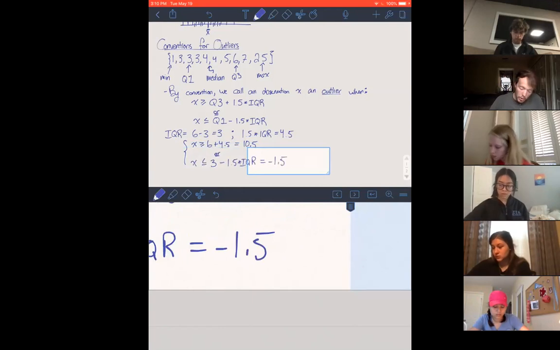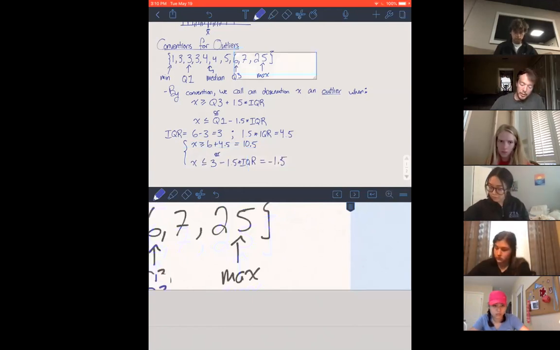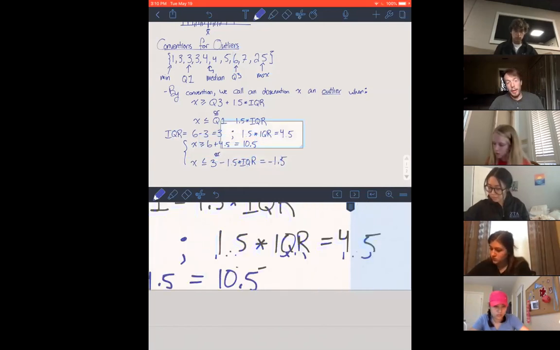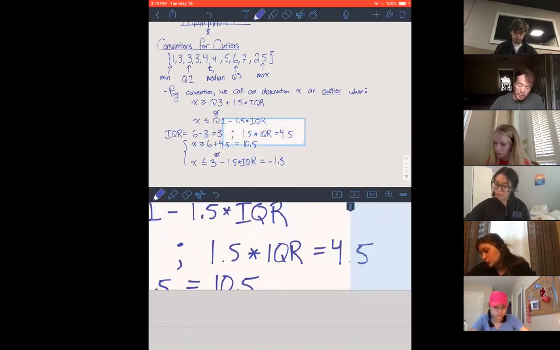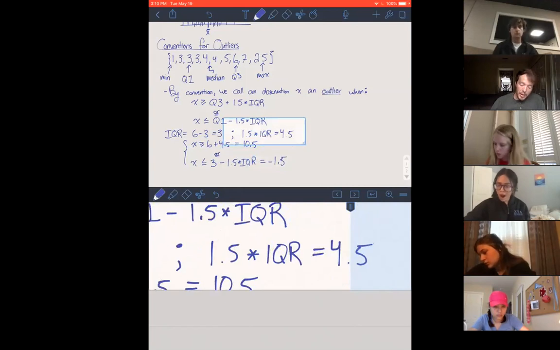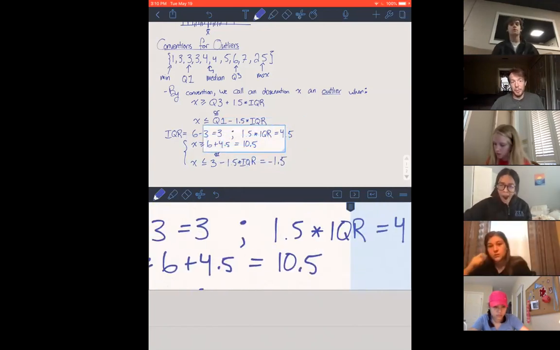All right, so I was correct in my assumption that 25 is an outlier. It is indeed greater than 10.5. And my previous question, is 10 an outlier? Well, 10 wouldn't be an outlier because it is less than 10.5, so it is within the range of things that we wouldn't consider outliers.